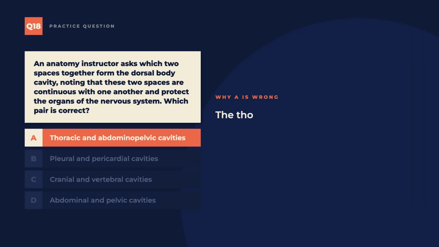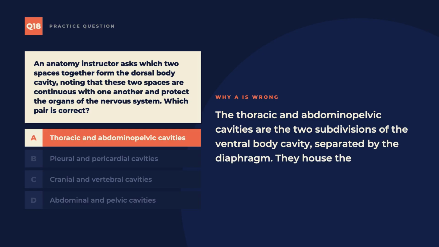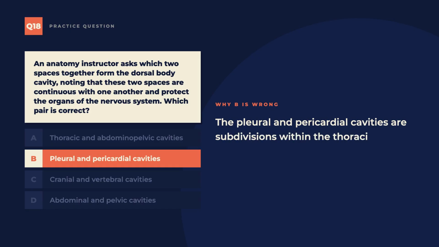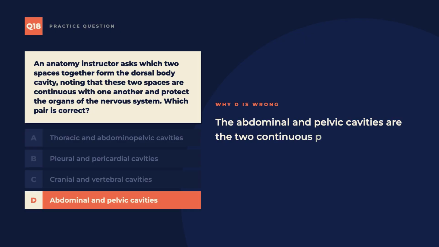A is wrong because the thoracic and abdominopelvic cavities are the 2 subdivisions of the ventral body cavity. Separated by the diaphragm, they house the viscera, not the central nervous system. B is wrong because the pleural and pericardial cavities are subdivisions within the thoracic cavity. They surround the lungs and heart respectively. D is wrong because the abdominal and pelvic cavities are the two continuous parts of the abdominopelvic cavity. They are ventral rather than dorsal.